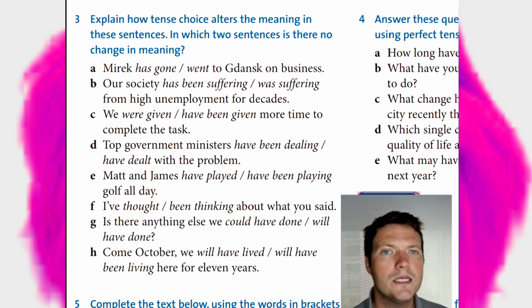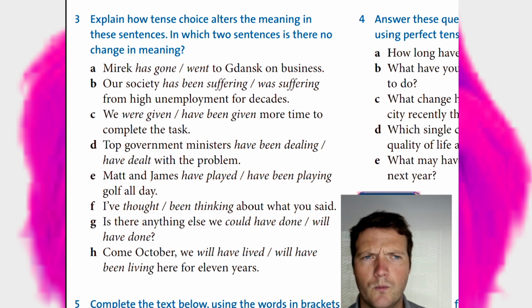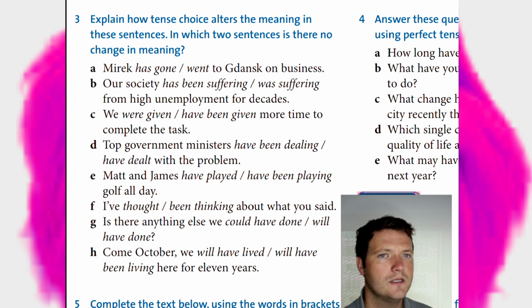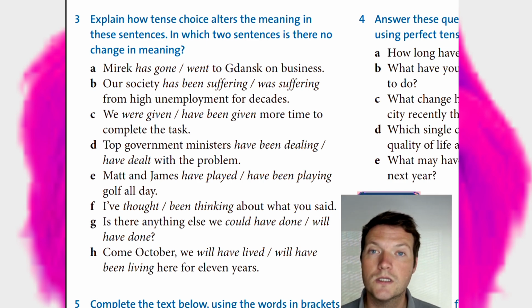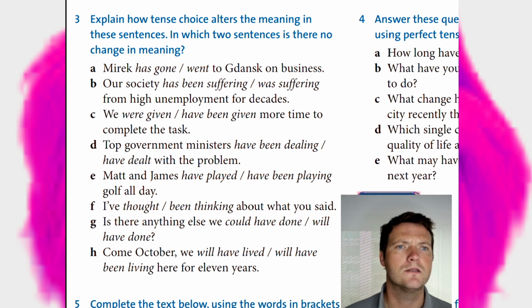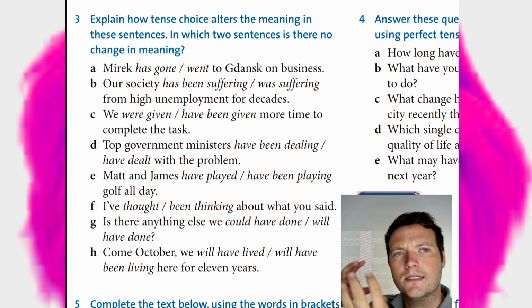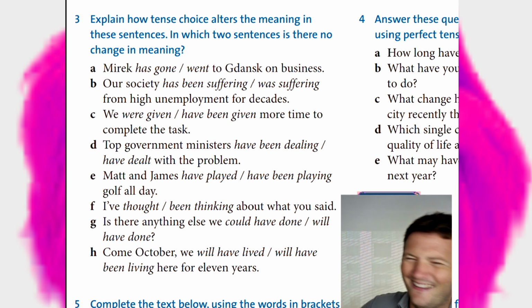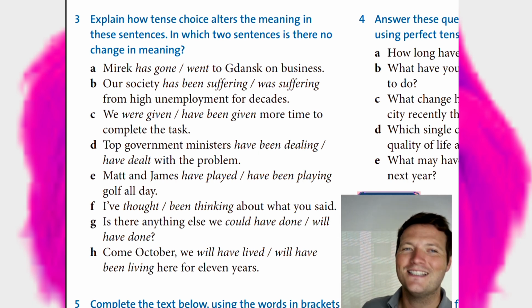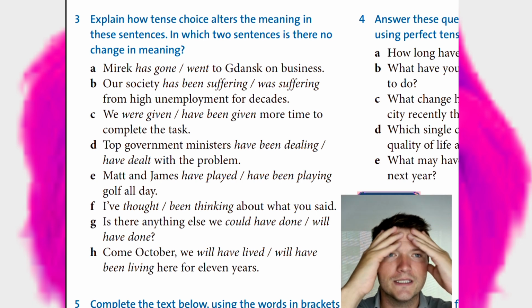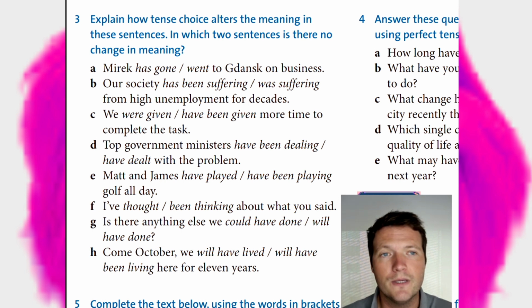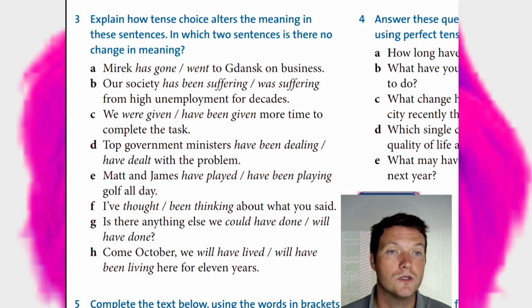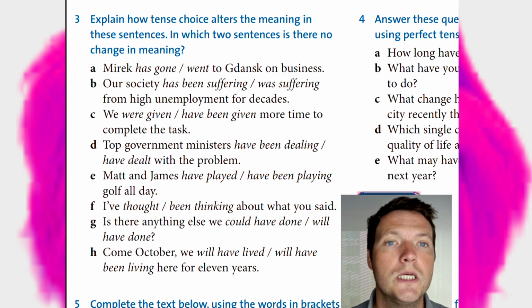Okay. G. Is there anything else we could have done? Is there anything else we will have done? Very, very different. Is there anything else we could have done? Like, I don't know. Your doctor's in surgery, in theatre, and you notice the patient dies on the operating table, and you just think, is there anything else we could have done to save him? Maybe you could have done something else. Maybe he was just a lost cause.